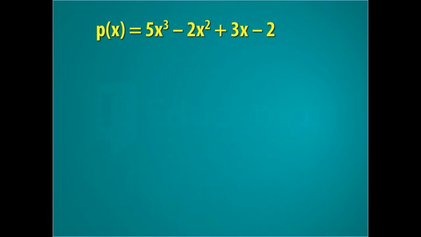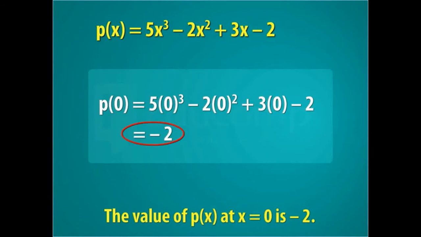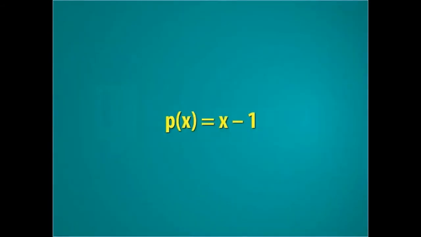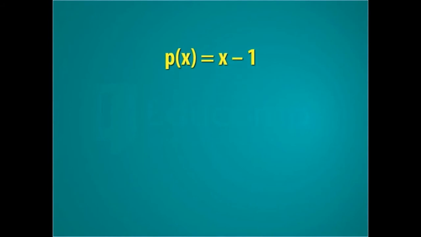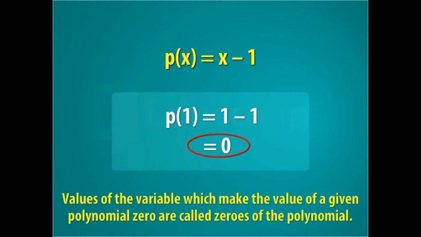Similarly, the value of function p of x at x equal to 0 is -2. Now look at this linear polynomial. If we replace x by 1 in this polynomial, we get 0. Such values of the variable which make the value of a given polynomial 0 are called zeros of the polynomial. Here, this polynomial has only one 0.